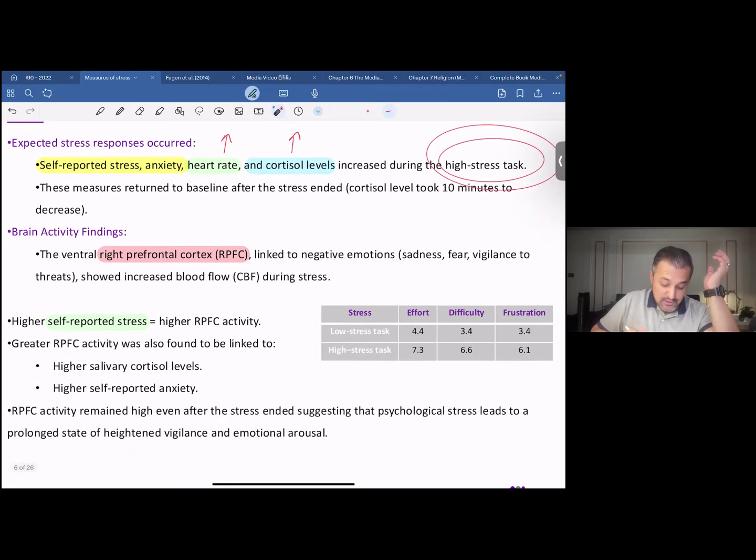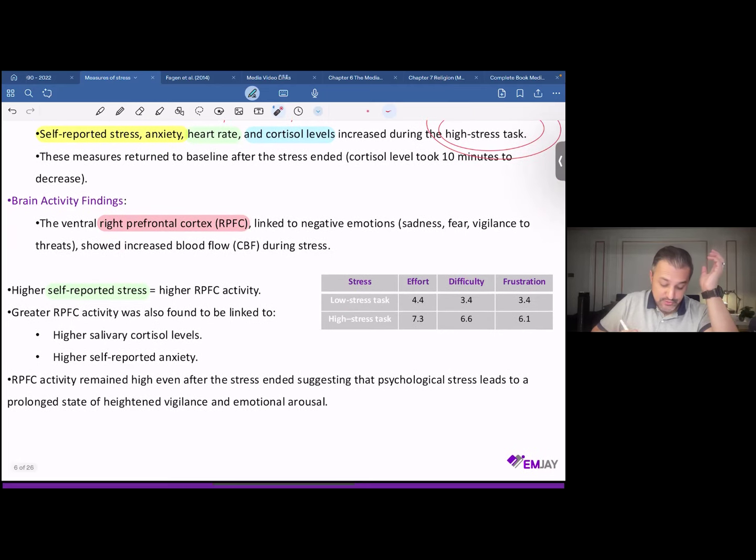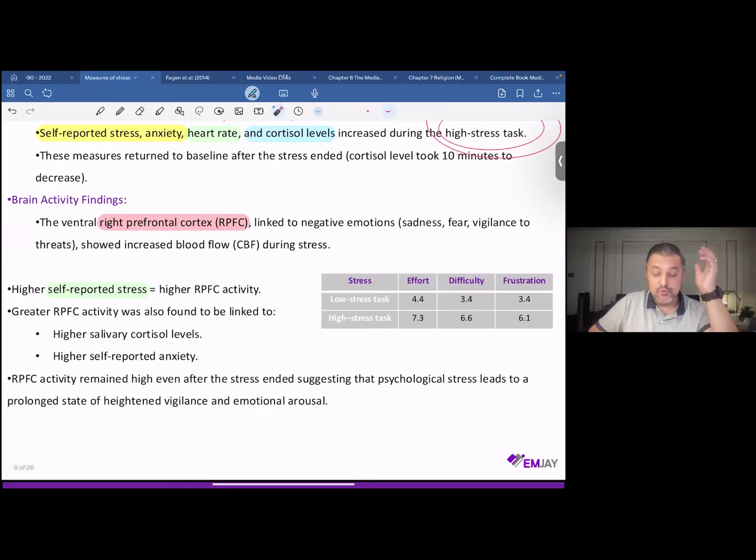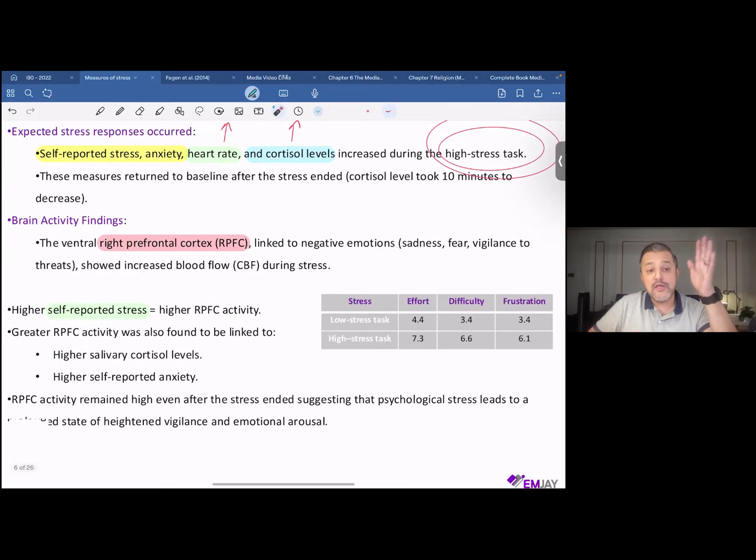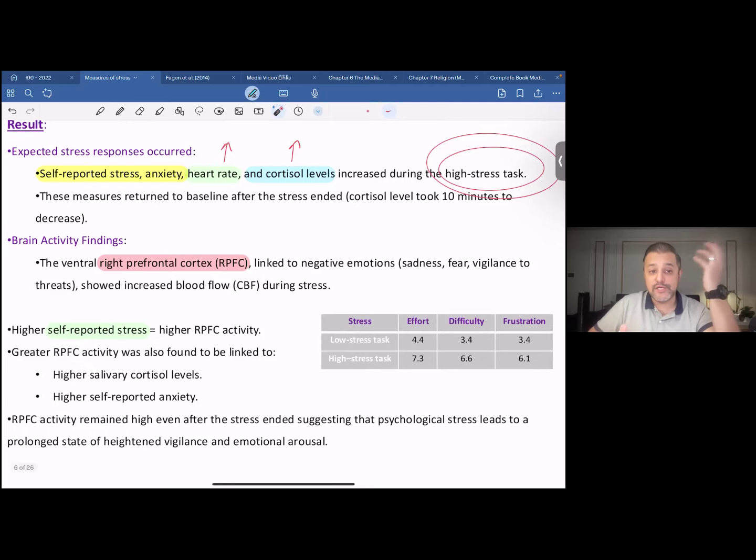So going on with the results over here, higher self-report stress was where the participants experienced higher right prefrontal cortex activity. There was a high amount of stress reported by the participants as well, and this pretty much shows a positive correlation between higher activity in the right prefrontal cortex and the participants reporting experiencing high levels of stress.